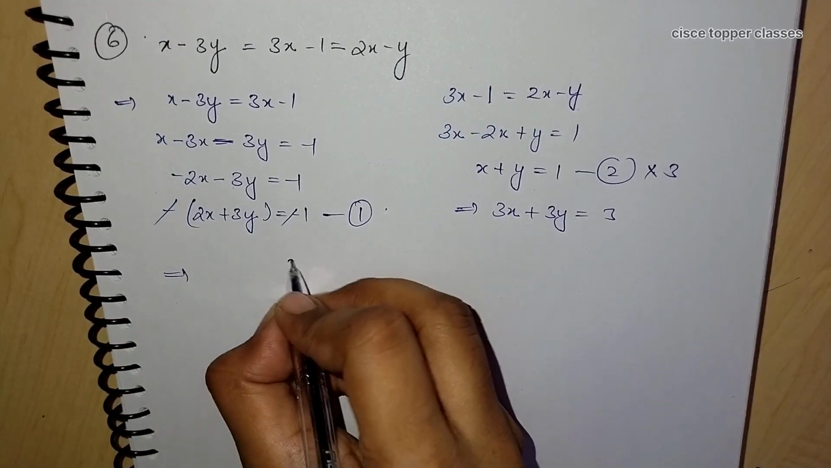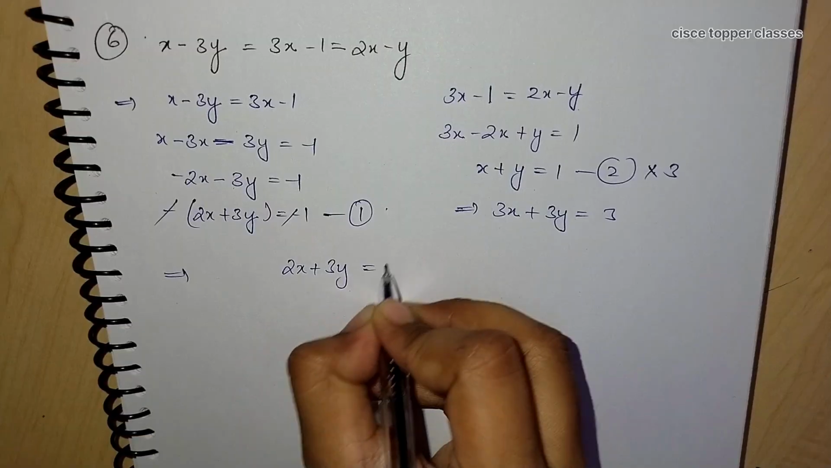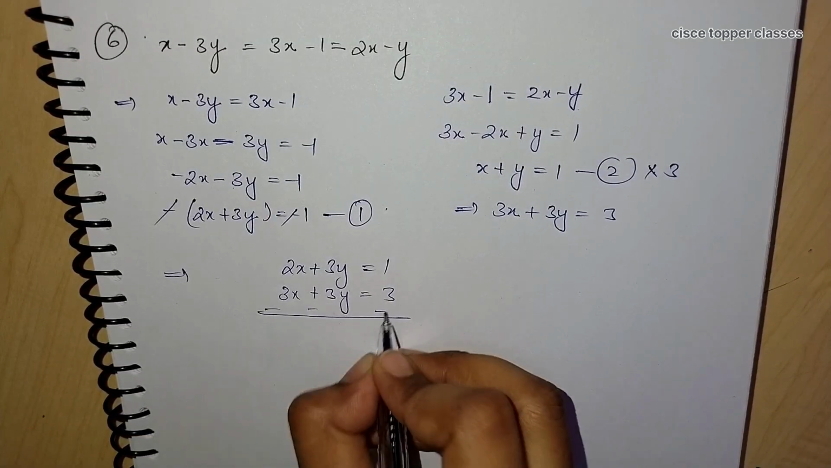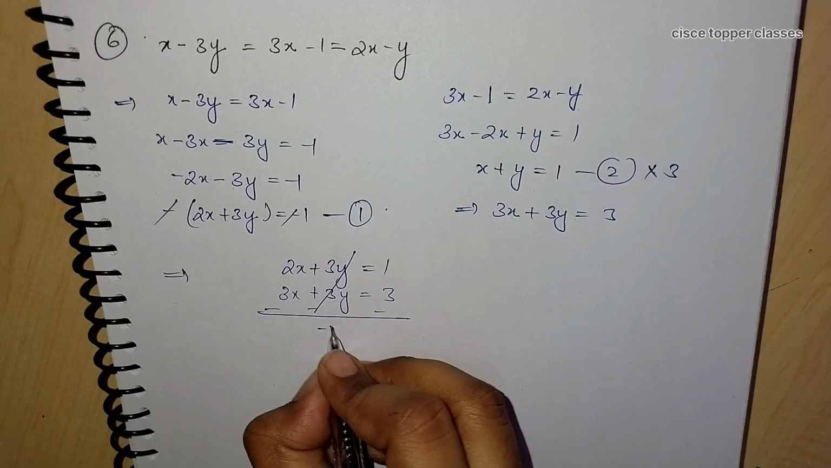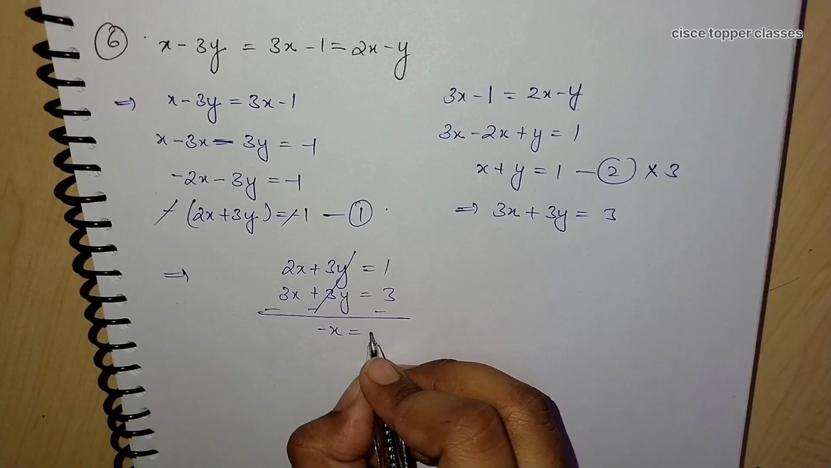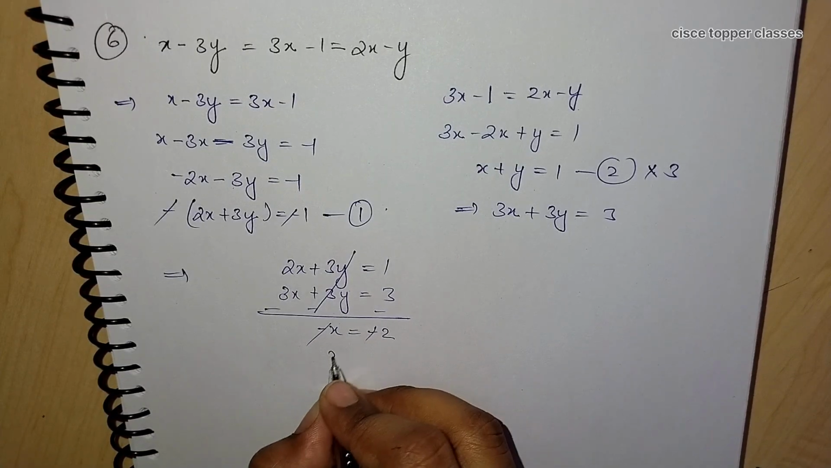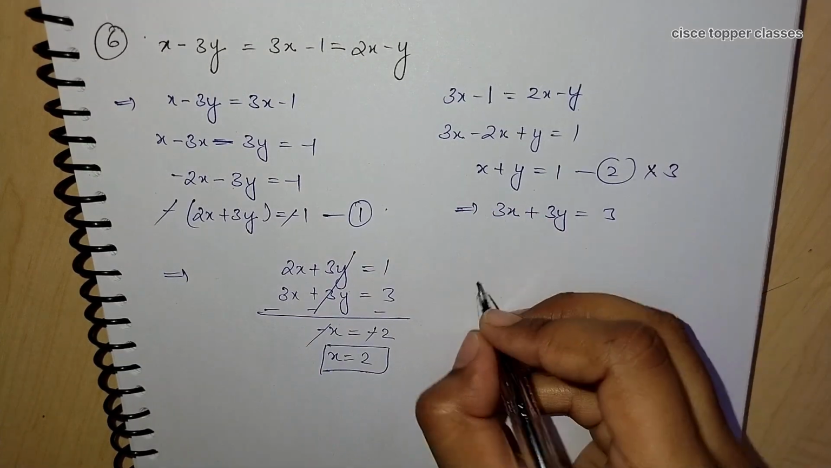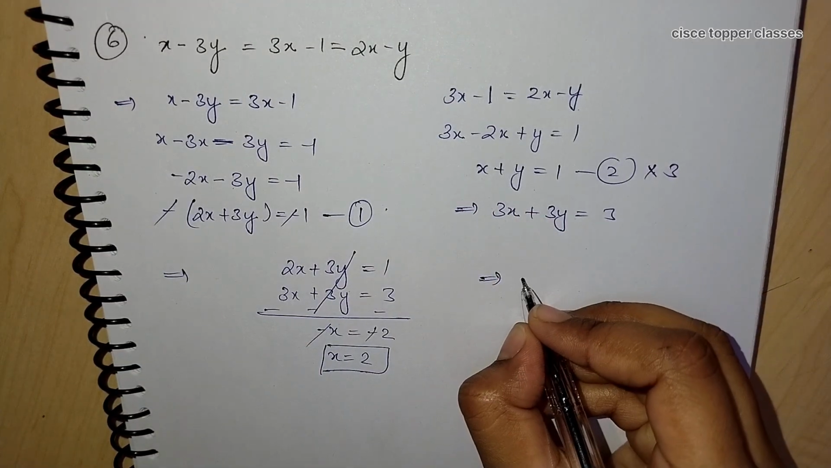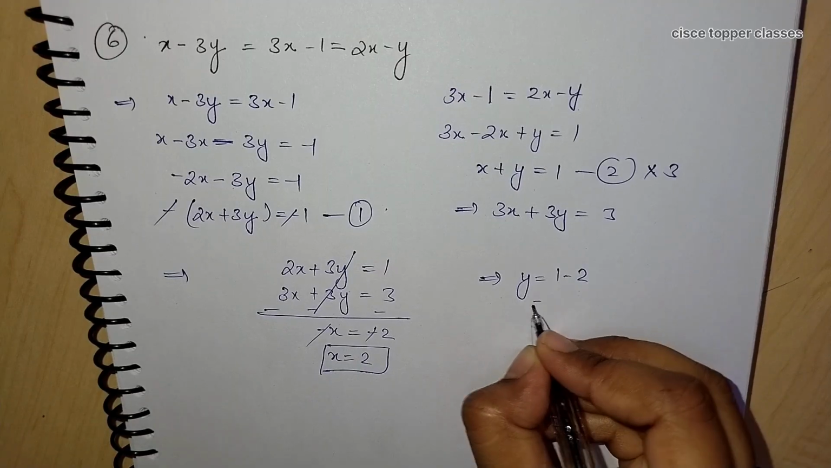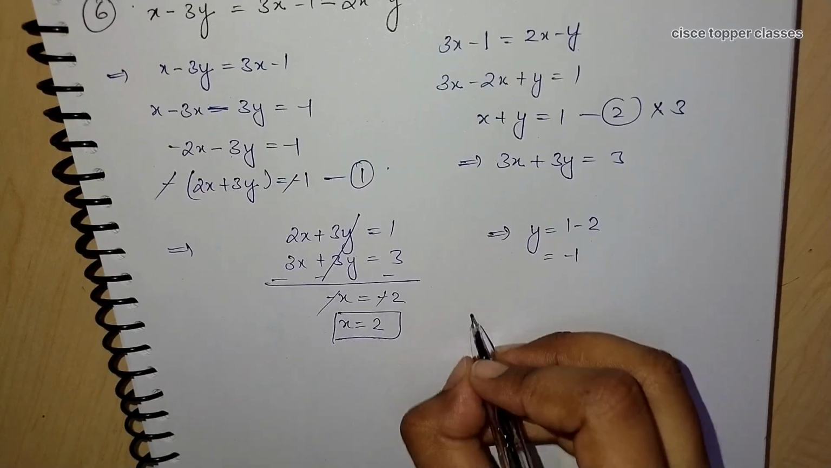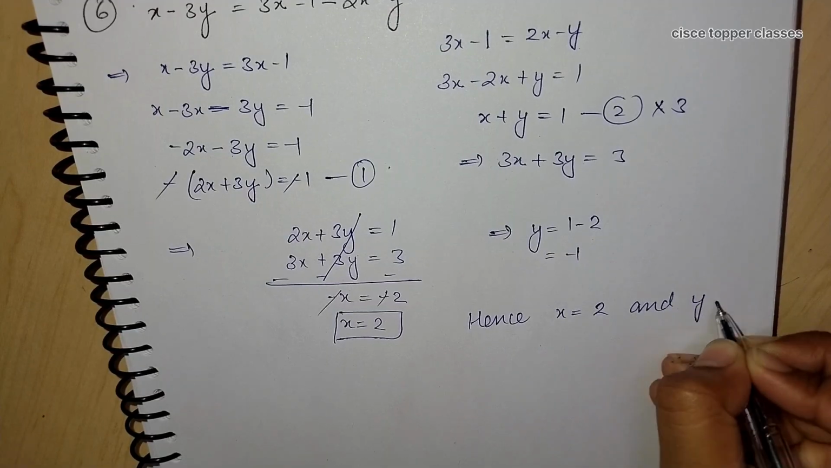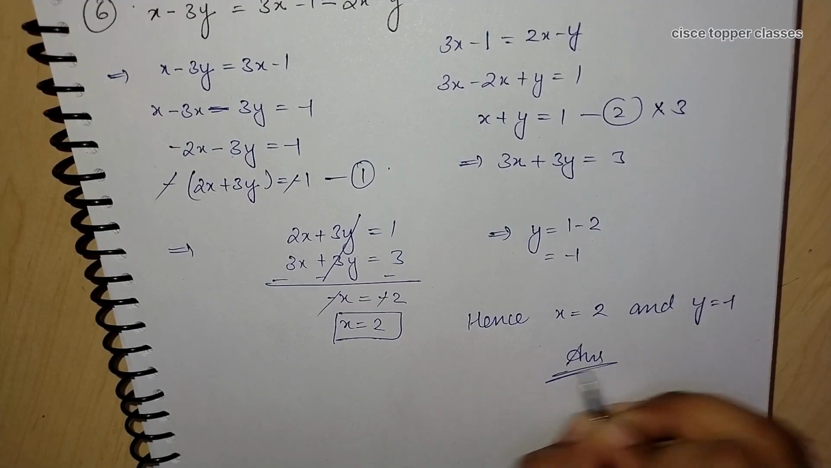Now we can subtract these both equations. 2x plus 3y equal to 1. Here 3x plus 3y equal to 3. So it will be minus minus minus. This will cancel out. Here we will get minus x equal to minus 2 here. X is equal to 2 from here. On putting 2 in the second equation, we will get the value of y. So y is equal to 1 minus 2 here. So minus 1 is the answer. Hence, the final answer here is x is equal to 2 and y is equal to minus 1.